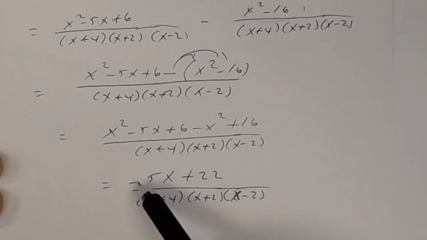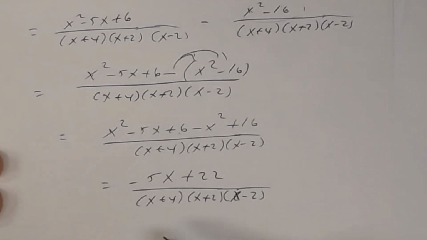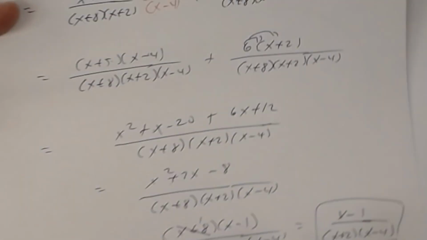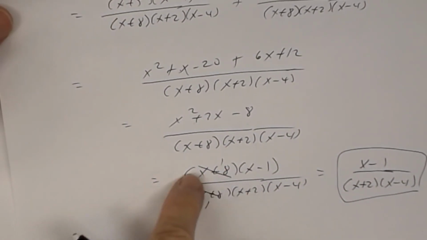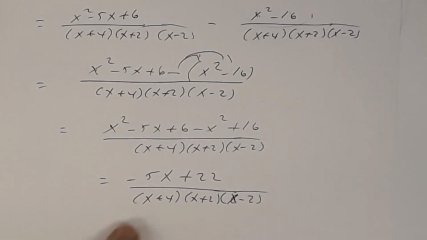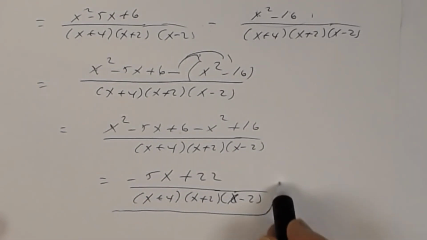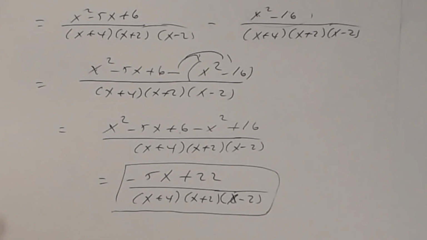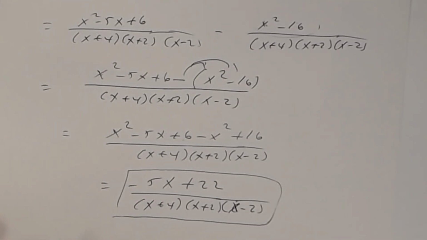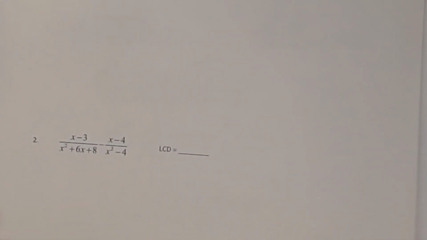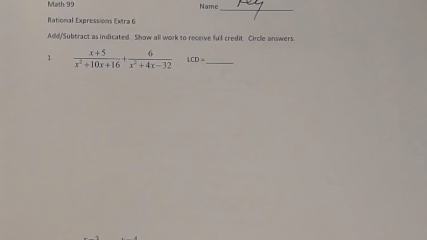And there's nothing else I can do with the numerator. I cannot factor that like I could have factored this one. So I could have factored this, and I did. There's nothing else you can do. So this is your simplest form right here. Leave the denominator in factored form. So that's your simplest form. Okay, so that is the key to rational expressions extra number 6.